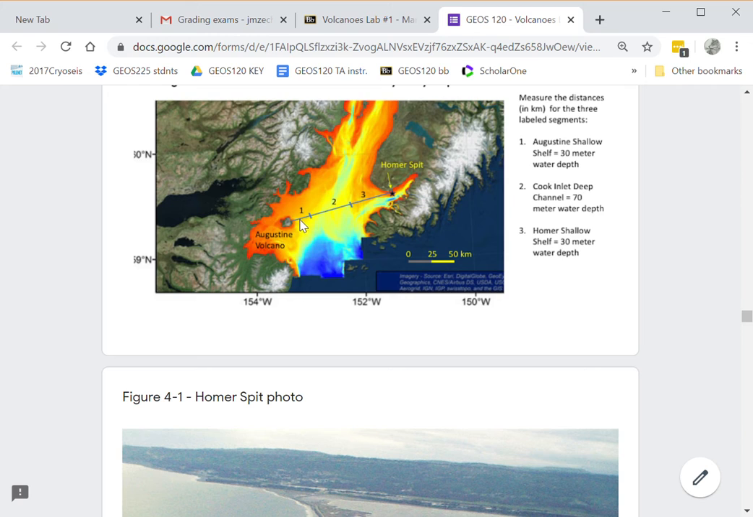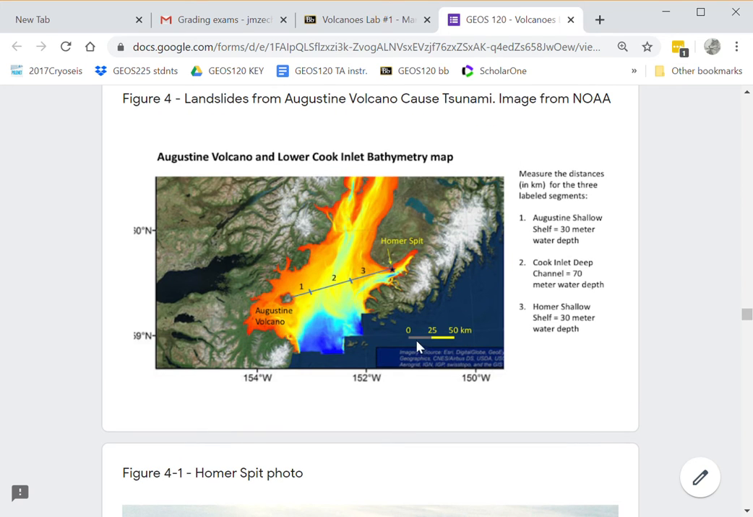And you're also going to have to get the scale from this. So one of the questions asks you to measure how many centimeters there are on the scale bar. And that's going to vary depending on the screen of your laptop, but you're going to use that information to calculate these distances in kilometers after you measure them in centimeters.